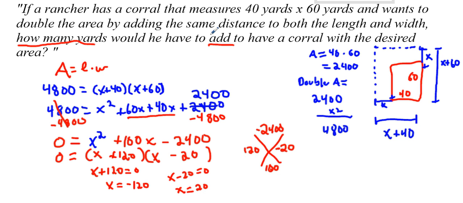Okay, two solutions. Remember, we're talking about distance adding to the side of the corrals, and we can't add negative 120. So it looks like x is equal to 20 will be our solution. So the distance we're adding to both sides of the corral is 20.